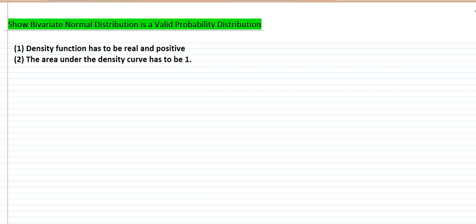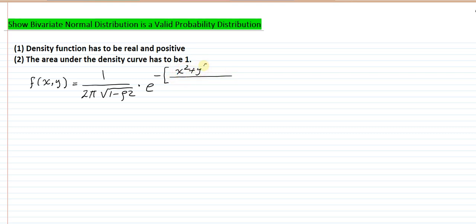So I'm going to start by writing the form of the density function. Because we have a bivariate, meaning two variables, f of x y is going to be 1 over 2 pi square root of 1 minus rho squared, times e to negative, and in the exponent we're going to have a fraction: x squared plus y squared minus 2 rho x y, divided by 2 times 1 minus rho squared. And of course rho here is the coefficient of correlation.